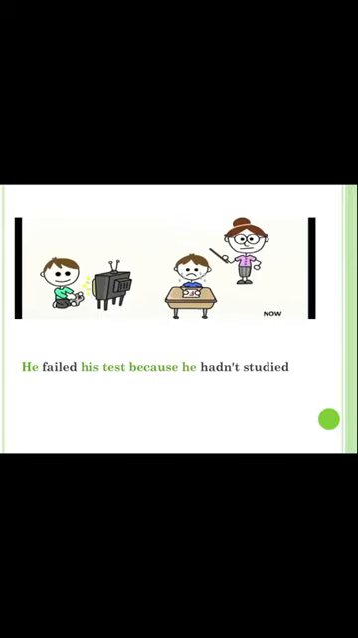Look at the second example. He failed his test because he had not studied. Okay? He failed his test because he hadn't studied. So the first thing that happened, or the first action, is that he hadn't studied, he was playing, see? And the second action which happened اللي هو failing in the exam. So we have two actions. The first one is that he hadn't studied, then he failed. يعني عنا past perfect و simple past.